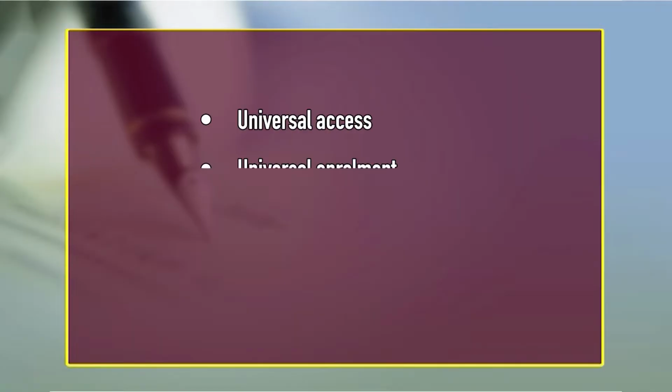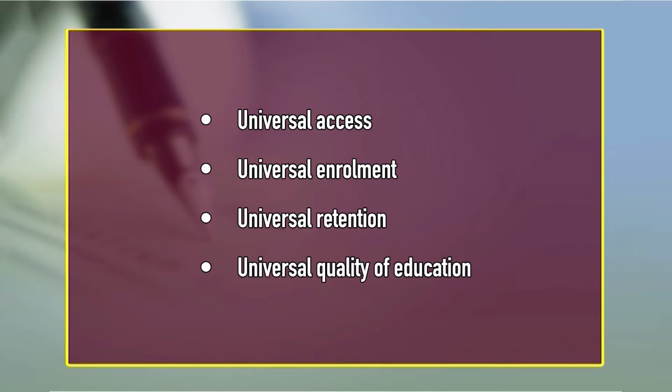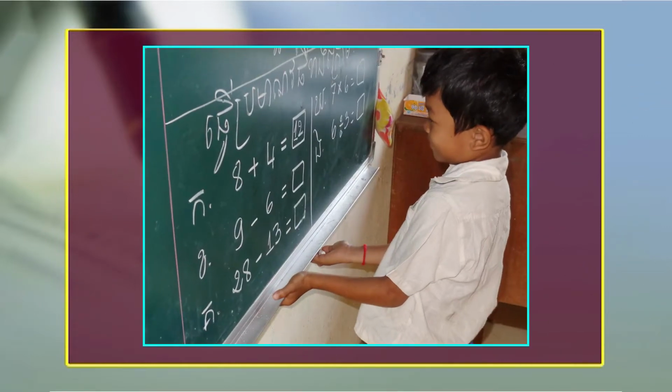Universalization of elementary education, UEE, in India is viewed in terms of universal access, universal enrollment, universal retention, and universal quality of education, all of which play a crucial role in achieving the goal of universalization of elementary education.